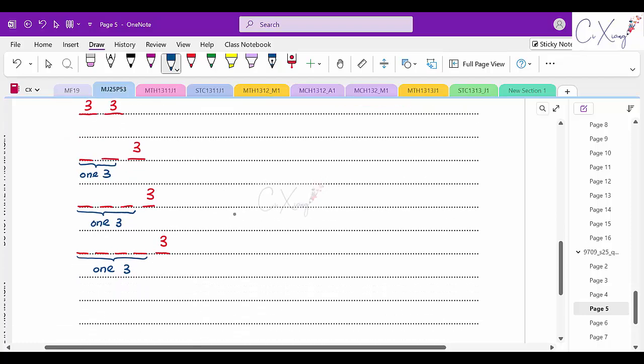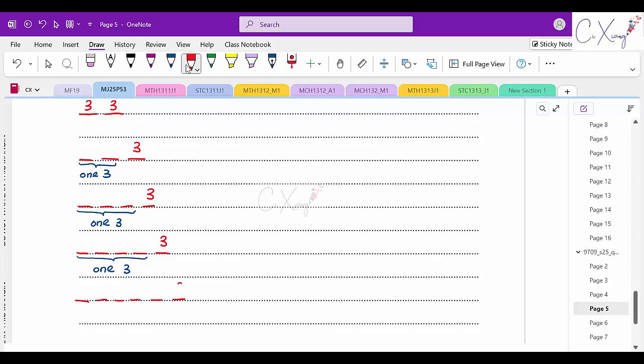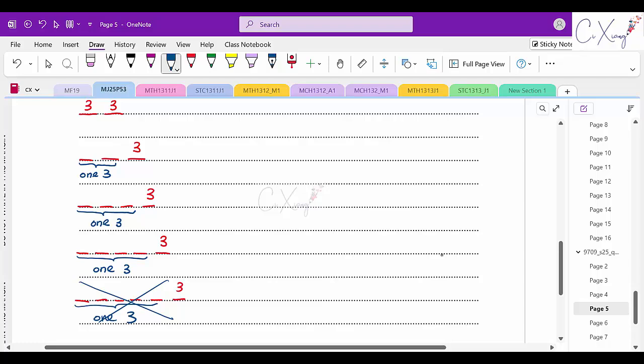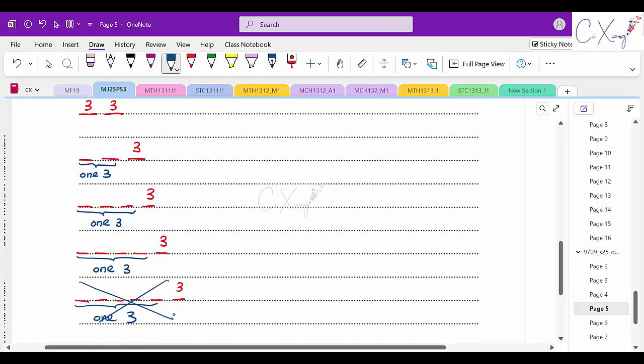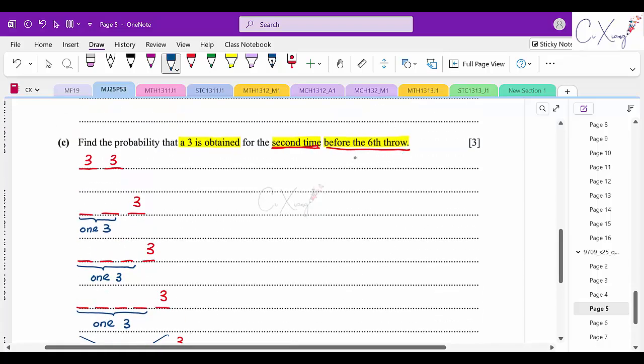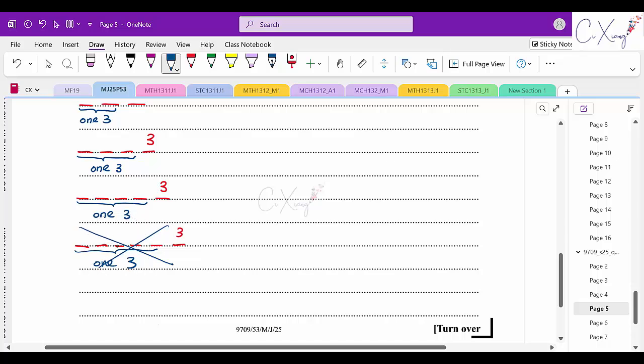Okay, then my question is, should I include this or not? Should I include 1, 2, 3, 4, 5, 6, where my second 3 appears at the 6th row or not? Okay, the answer is no. This one shouldn't be included. It is because the question requested for the second 3 to appear before the 6th row. But in this case, the second 3 here already appears on the 6th row. They are asking for before. Therefore, this case shouldn't be included in your calculation.